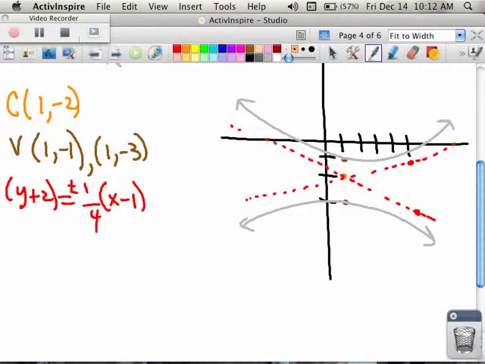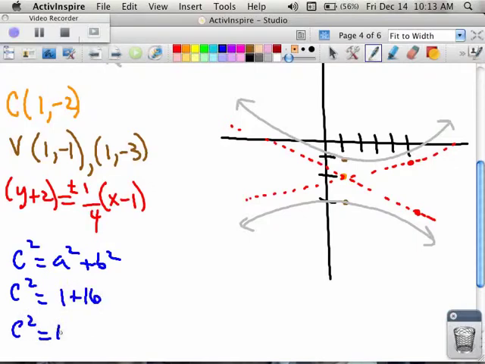Now I look for my foci, and if I look for my foci, I have c squared equals a squared plus b squared, which means that c squared equals 1 plus 16, or in other words, my c squared is 17. That means my c will be plus or minus the square root of 17. That's just a little bit more than 4. So from my center, I'm going to go just a little bit more than 4 units. So let's go 4 units up first. 1, 2, 3, 4. Here's 1 focus.